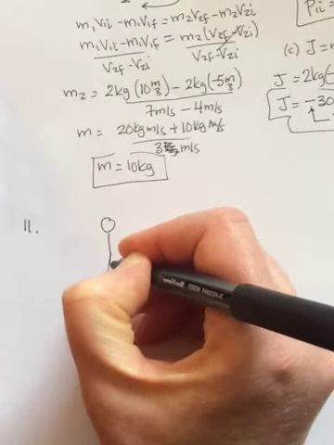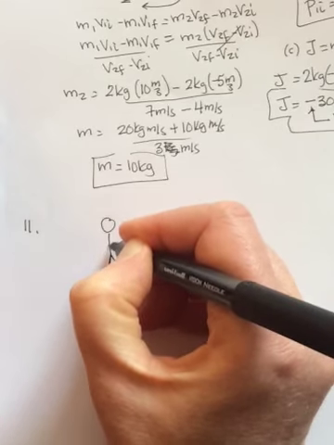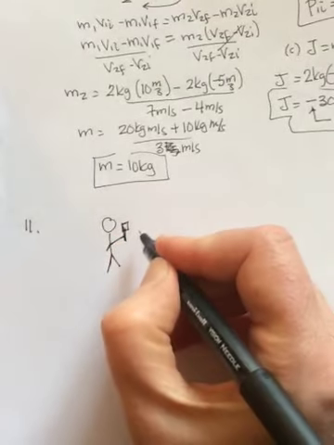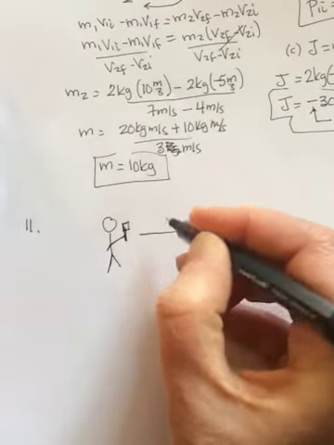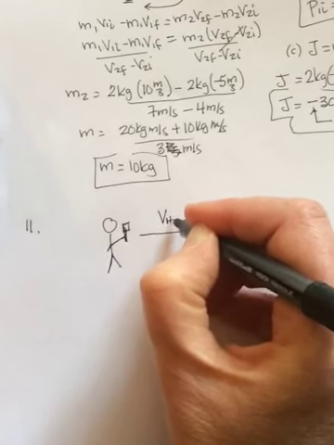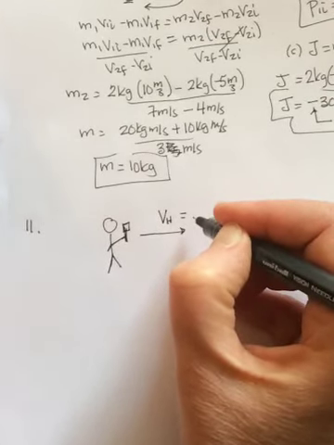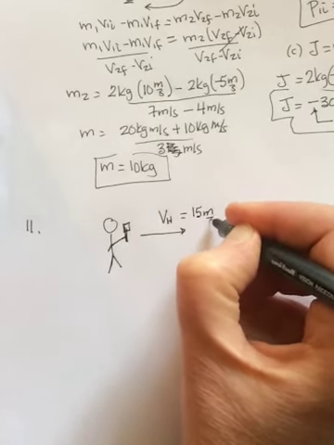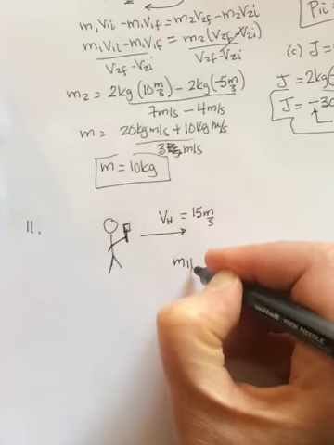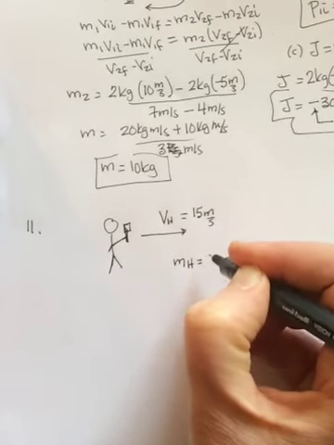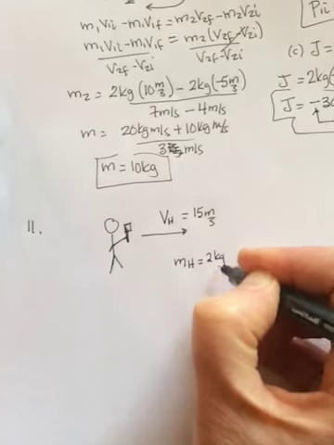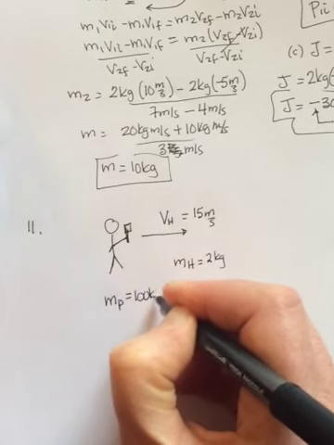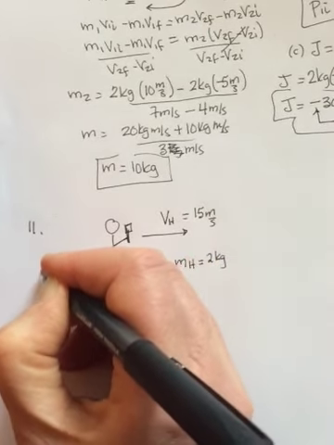All right, so here he is, and he's holding a hammer. And he's going to throw this hammer this way. And it says the velocity of the hammer when he lets it go is 15 meters per second. And the mass of the hammer is 2 kilograms. His mass, the person, is 100 kilograms. And it wants to know what his velocity is going to be.